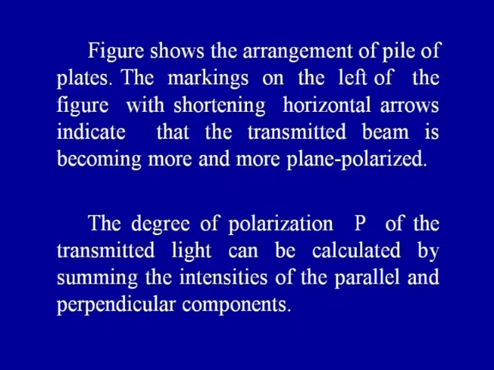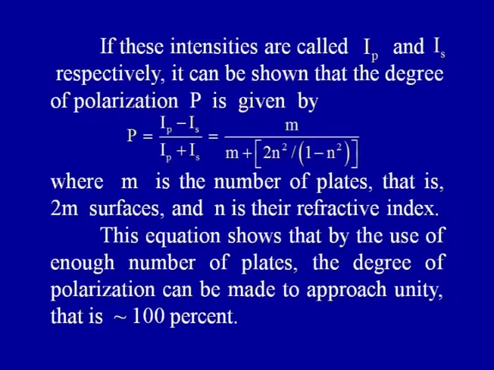The degree of polarization P of the transmitted light can be calculated by summing the intensities of the parallel and perpendicular components. If these intensities are called IP and IS respectively, it can be shown that the degree of polarization P is given by P = (IP - IS)/(IP + IS) = m/(m + 2n²/(1 - n²)), where m is the number of plates, that is 2m refracting surfaces, and n is their refractive index. This equation shows that by the use of enough number of plates, by making m pretty large, the degree of polarization can be made to approach unity, that is almost 100%.